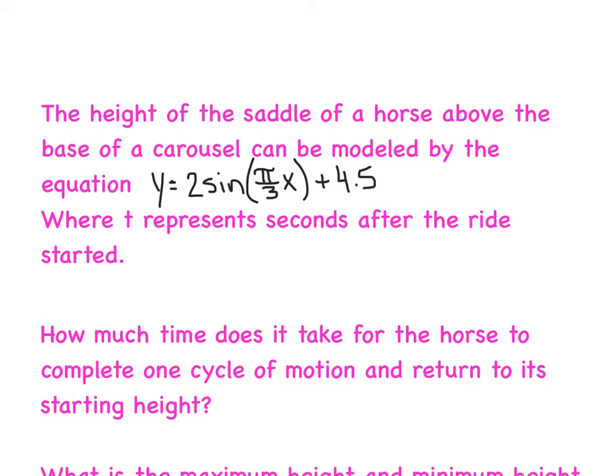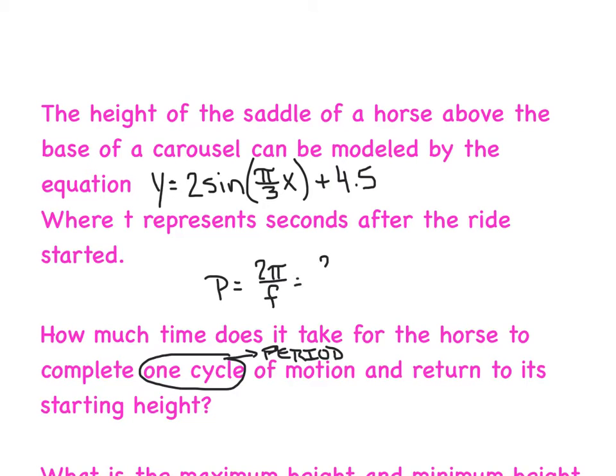Now our first question we want to take a look at asks how much time does it take for the horse to complete one cycle of motion and return to its starting height. Well, the key here is when we talk about completing one cycle, that's what we're describing as the period. And so even though they never use the word period, we have to be able to decipher what they're asking for.